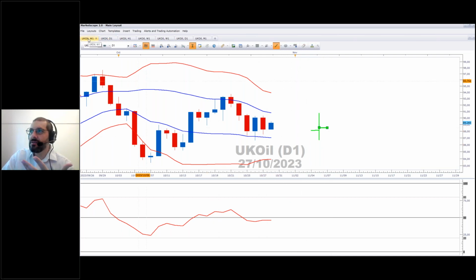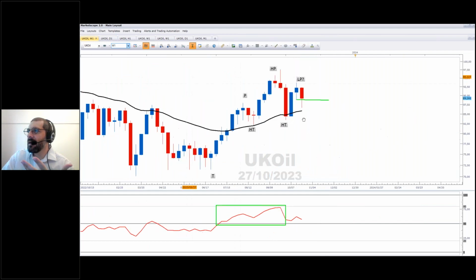What's interesting, if we go through to the weekly chart here, if we close down, we get that lower peak. When I say when we close down, if we close below last week's low, we get the lower peak. If we don't close below it, we don't get the lower peak. So that's why I've got LP question mark.